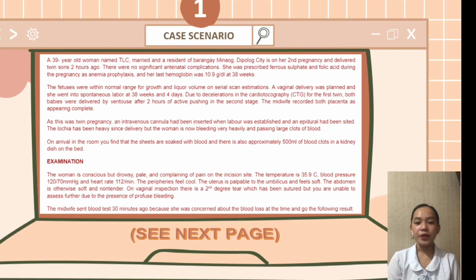Scenario 1. A 39-year-old woman named TLC, married and a resident of Barangay Minaog, Dipolog City, is on her second pregnancy and delivered twin sons 2 hours ago. There were no significant antenatal complications. She was prescribed ferrous sulfate and folic acid during the pregnancy as anemia prophylaxis, and her last hemoglobin was 10.9 g/dL at 38 weeks. The fetuses were within normal range for growth and liquor volume on serial scans. A vaginal delivery was planned and she went into spontaneous labor at 38 weeks and 4 days.